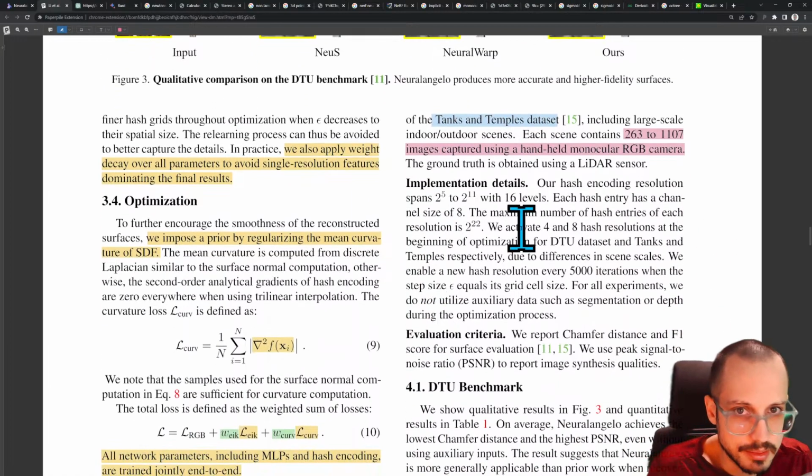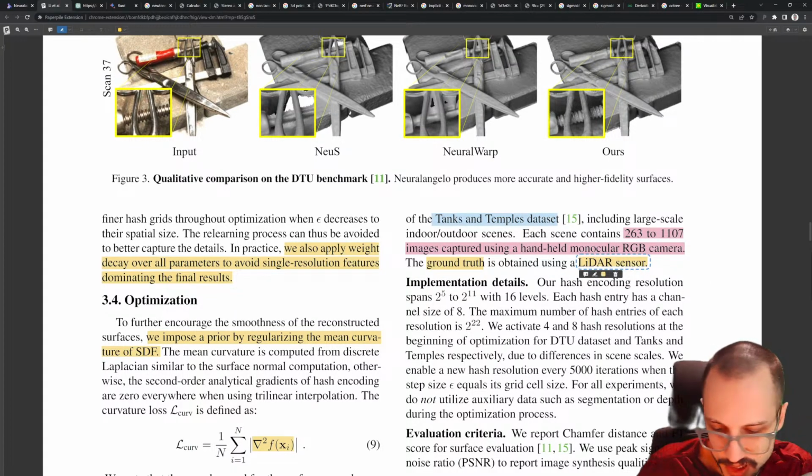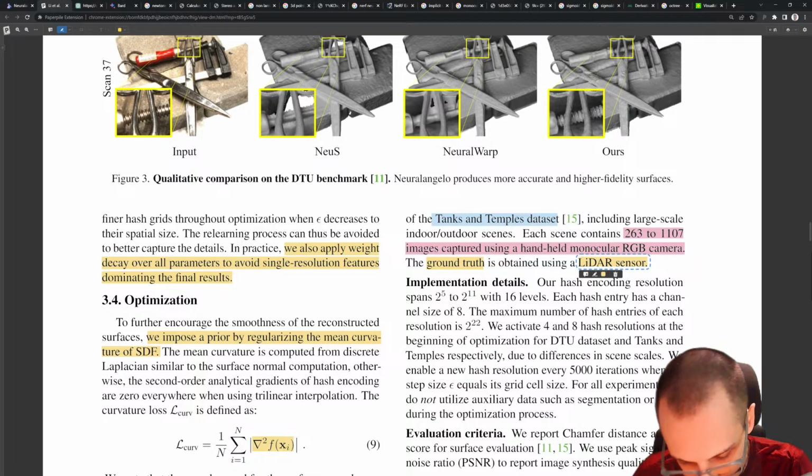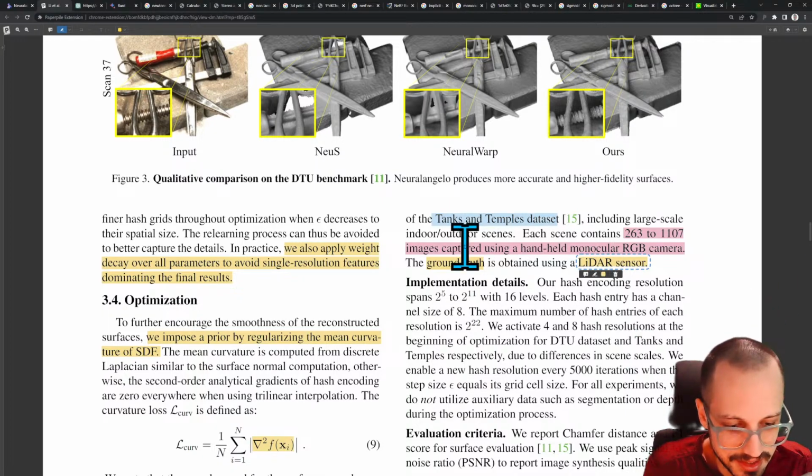The ground truth is obtained using a LiDAR sensor. Again, this isn't really ground truth. This is just an approximation based on explicit depth, which is also going to have some amount of inaccuracy. So take that as you will. How would you get the ground truth? Well, you would have someone sit there and literally measure it with a little measuring tape, and then perfectly create a 3D representation of it.